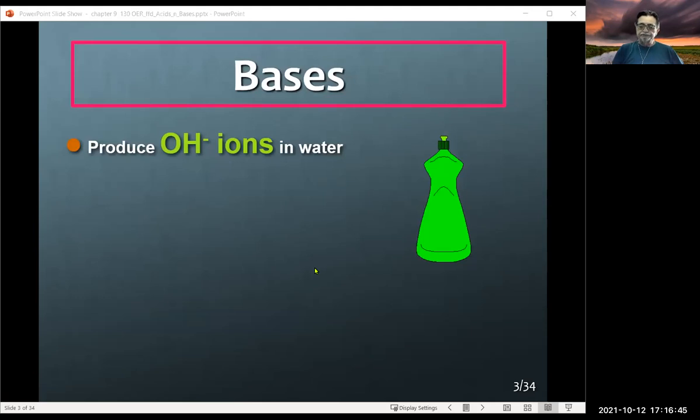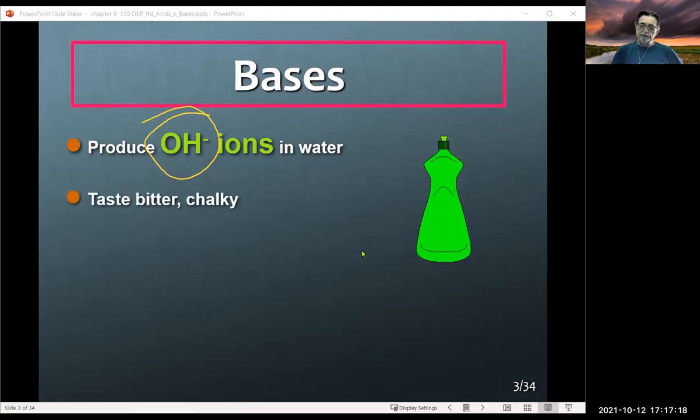A base. Now, doesn't this polyatomic ion look familiar? The hydroxide. Okay. Any compound, any ionic compound that produces a hydroxide in solution is classified as a base.